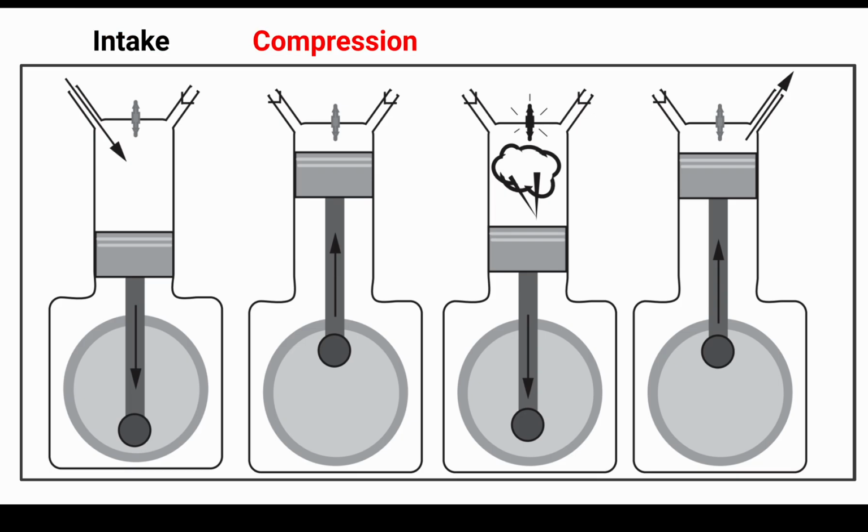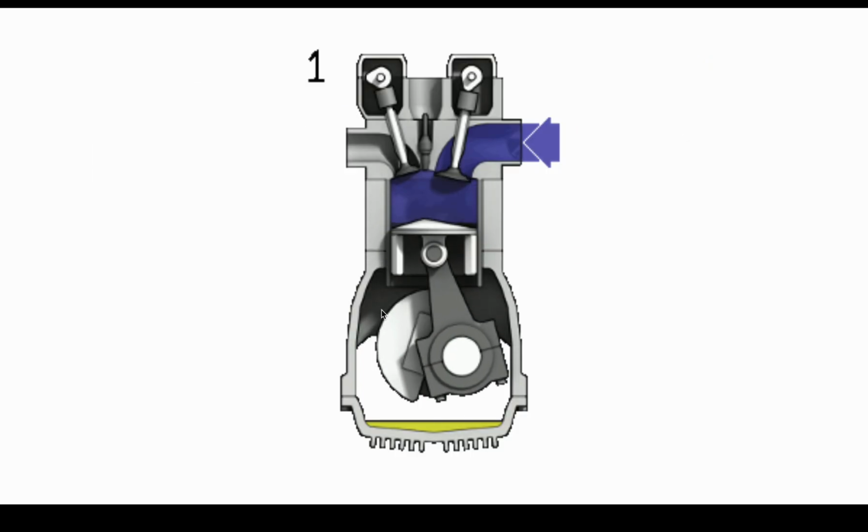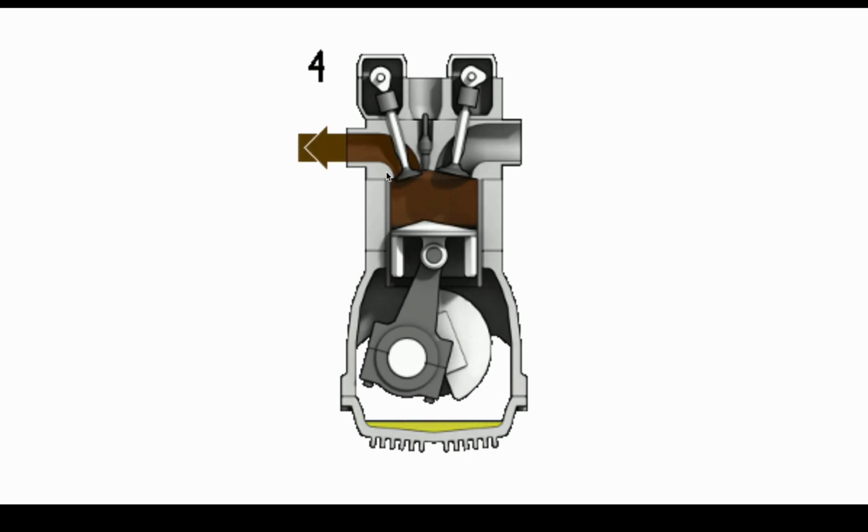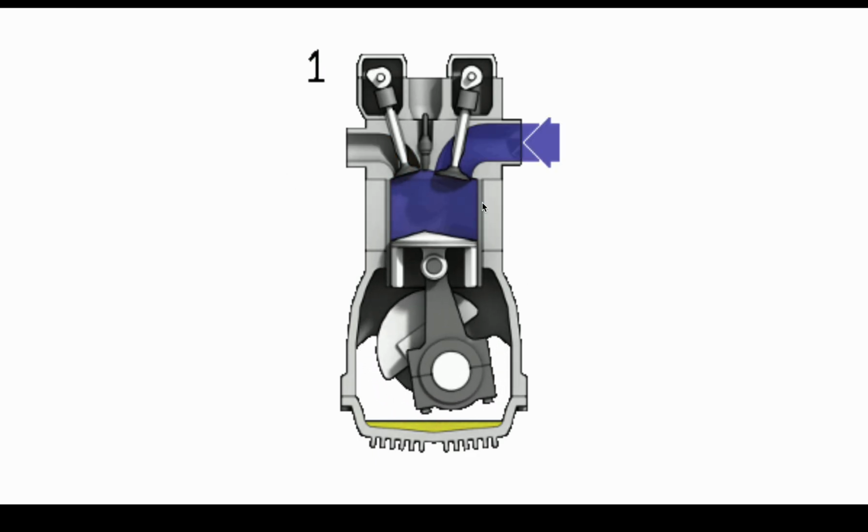Remember, there's intake, compression, ignition, and exhaust. And you need to know those 4 things and what they do. So hopefully you covered that in class. Right here, there's intake, compression, ignition, and exhaust. And this is what it looks like inside the cylinder.